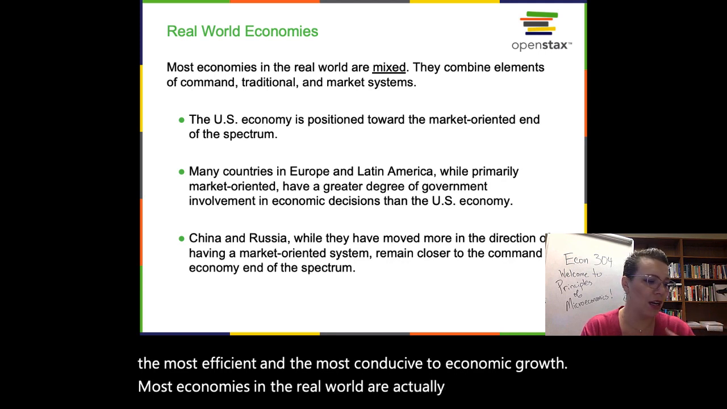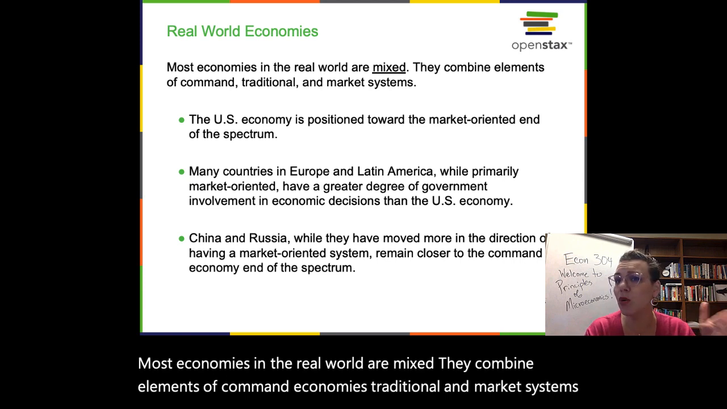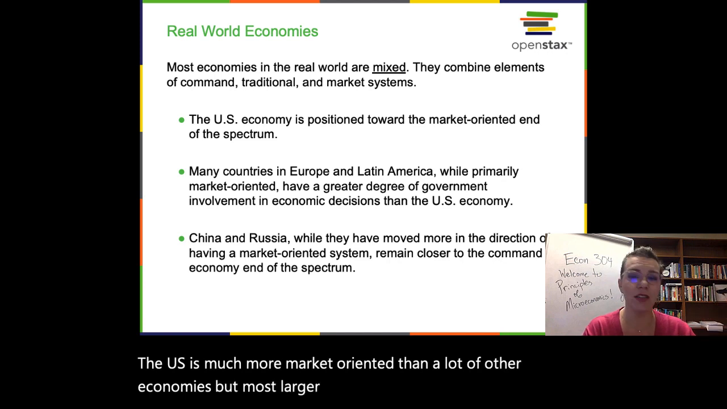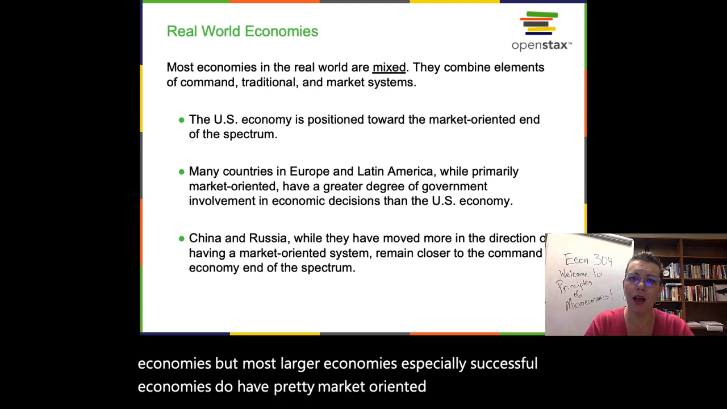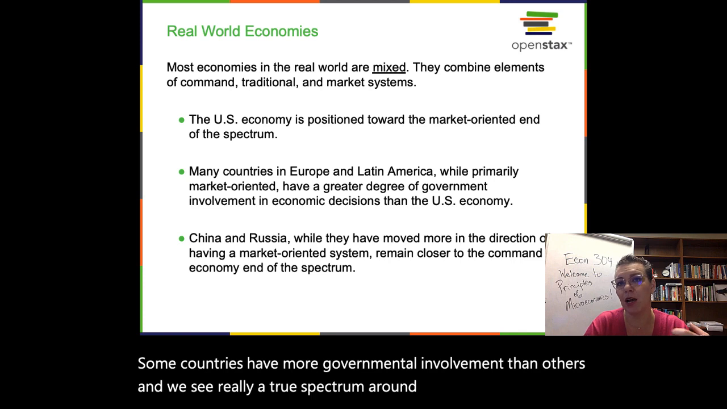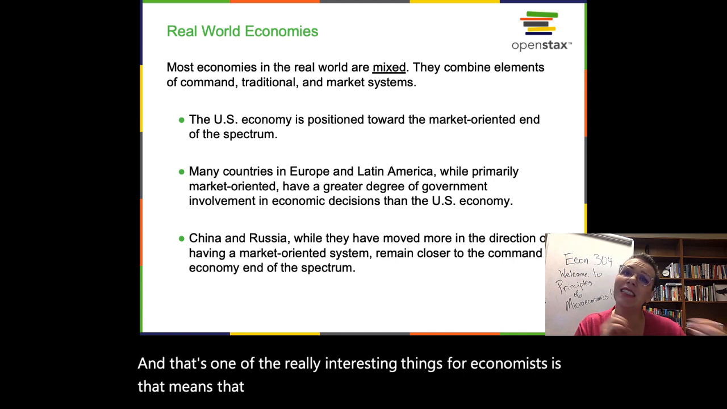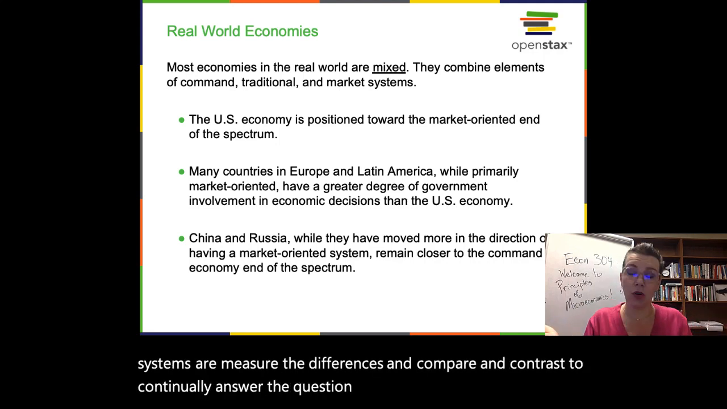They combine elements of command economies, traditional and market systems. The US is much more market-oriented than a lot of other economies, but most larger economies, especially successful economies, do have a pretty market-oriented economic system. Some countries have more government involvement than others, and we see really a true spectrum around the world of different economic systems. And that's one of the really interesting things for economists, is that means that we get to go around and see how successful these systems are, measure the differences, and compare and contrast to continually answer the question, what's the best way to organize economic activity?